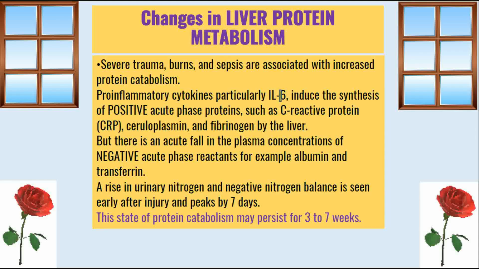In inflammatory conditions such as surgery, trauma, sepsis, cancer, or autoimmune diseases, there is secretion of pro-inflammatory cytokines: interleukin 1, interleukin 6, and tumor necrosis factor alpha. These cytokines, particularly interleukin 6, induce the synthesis of positive acute phase proteins such as C-reactive protein or CRP, ceruloplasmin, and fibrinogen by the liver. On the other hand, there is an acute fall in the plasma concentrations of other liver export proteins, the negative acute phase reactants, for example, albumin and transferrin.